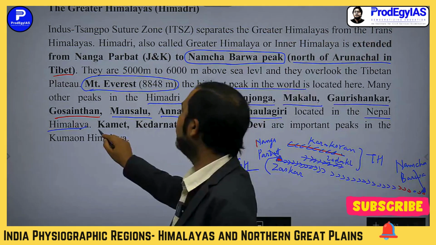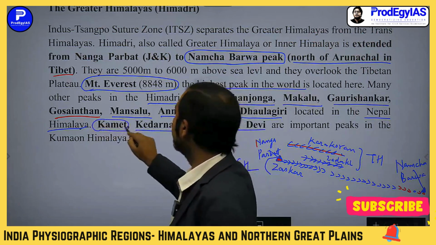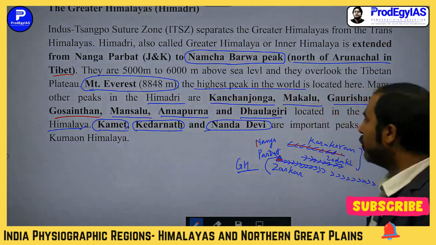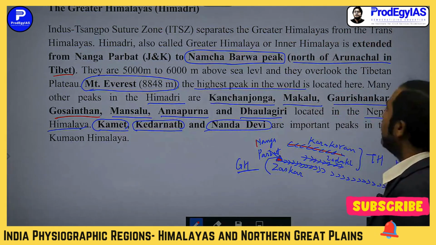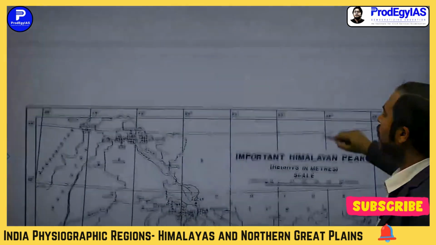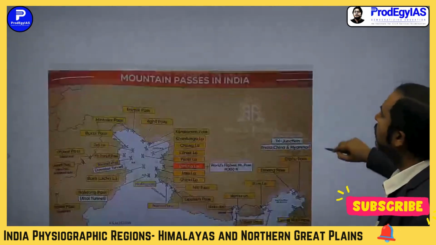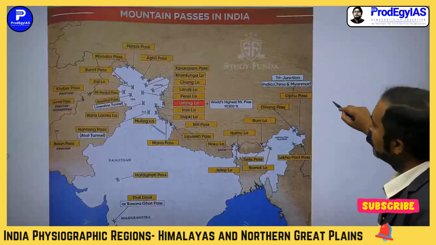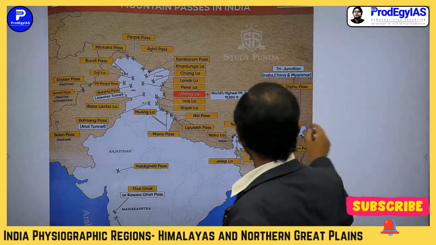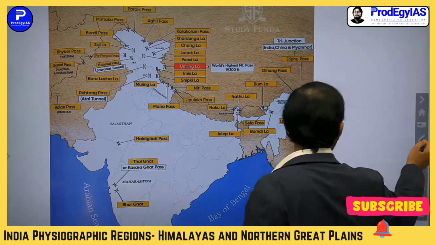In the Kumaon Himalayan region, Kamet, Kedarnath and Nanda Devi are important peaks. We'll see all these peaks because they are important. Though it is shown here, I think there is one more. Yeah, this is a clearer map. First, see all the mountain passes. Then we will see the peaks.